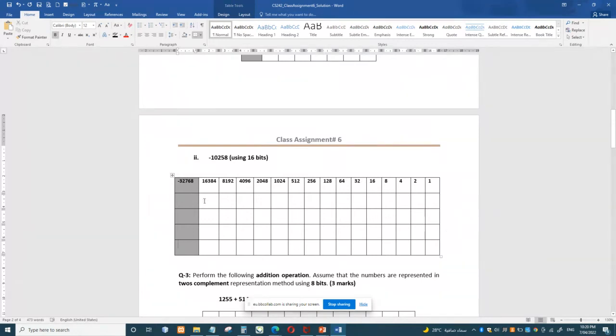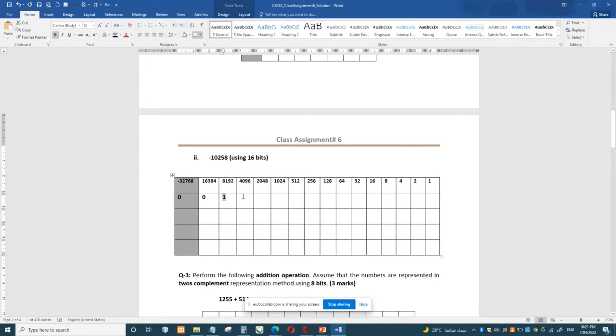I'm not sure whether you can make extra boxes. There's no way. So what I'm going to do, I'm going to put 0 here, because now we are basically representing plus 10,258. So we'll put 0 here as well. We can take 8,192, because we are trying to represent now plus 10,258. That is the safest way of representing any negative number in 2's complement representation method.